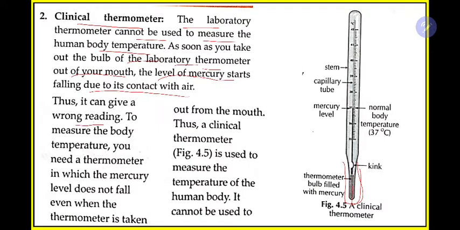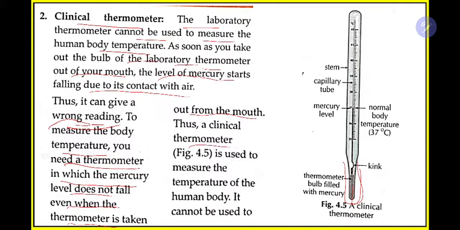So, in case you use a clinical thermometer... I'm coming again. If you use the laboratory thermometer for measuring our body temperature, it will give us a wrong reading. So to measure the body temperature, you need a thermometer whose mercury level does not fall even when the thermometer is taken out from the mouth. That means we need a thermometer which will not react with the outside air if you take it outside the mouth. That means the change of temperature will not affect the mercury. We need a different type of thermometer now.